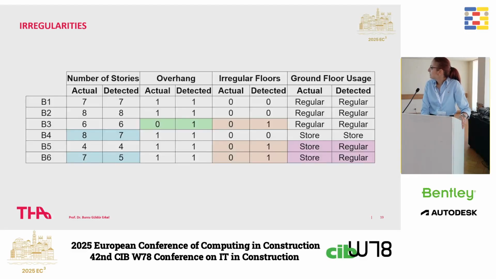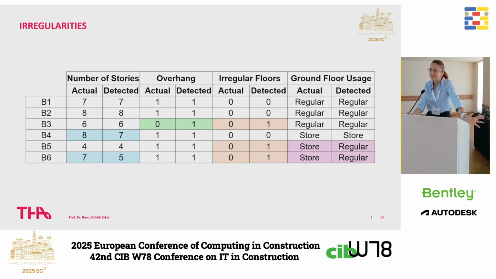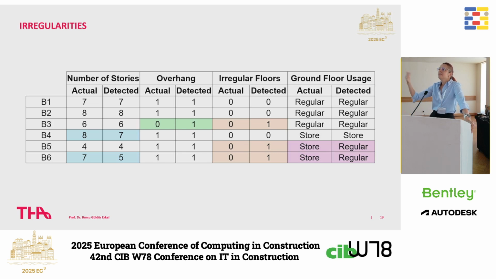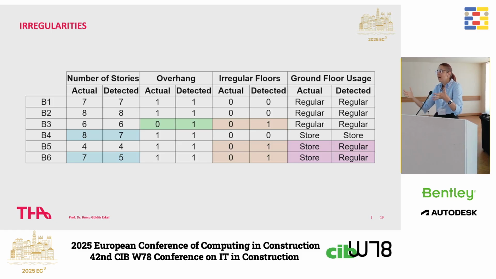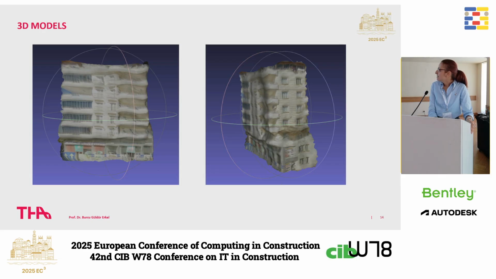So you can get the overhang quite easily as well. And then irregular floors, as you can see, since the point clouds were not complete, the irregularity was a little bit of a problem for our detection process, but this is how I defined it. Since I had the irregular floor, the floor plan is changing, and since I don't have the complete point cloud, we couldn't get that information. So the ground floor usage, which was very important for us, 4 of them were okay, but the last 2, as you can see, were not detected.